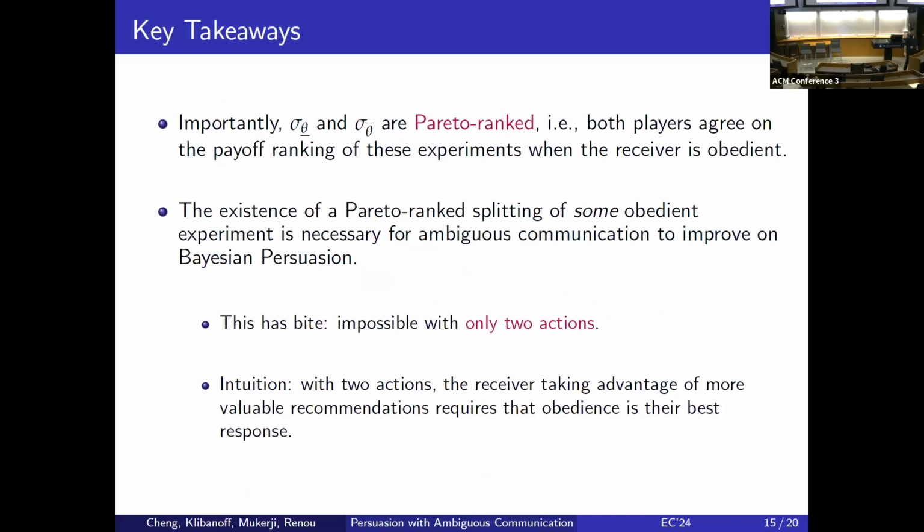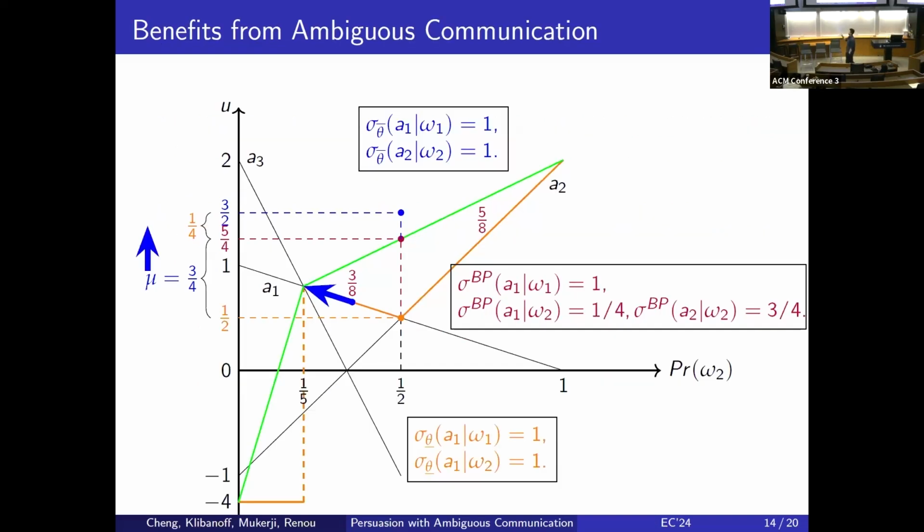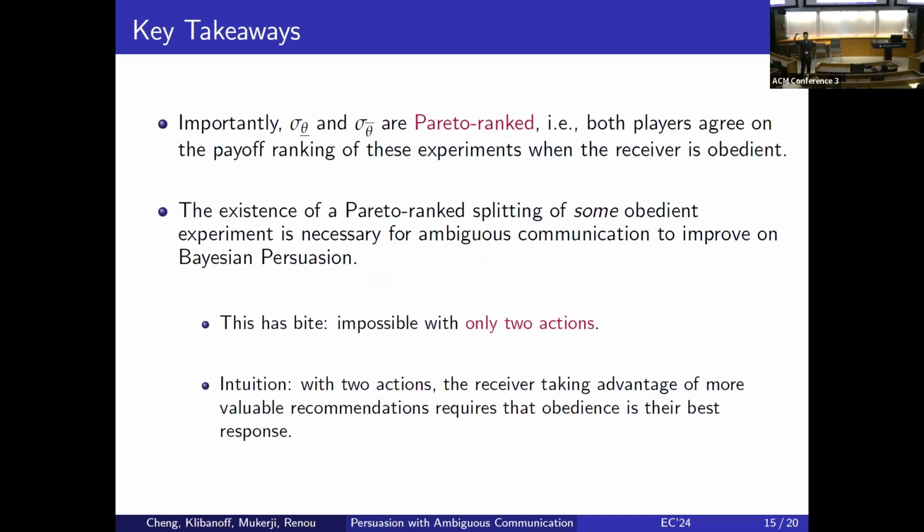In this example, for these two experiments, sigma theta upper bar and sigma theta lower bar, the key is that if the receiver follows the recommendation, both the sender and the receiver believe that sigma theta upper bar is going to be a better experiment compared with the other one. So we're going to call this kind of configuration a Pareto ranked experiment. And because of this Pareto ranking, that is how the benefit for the sender is realized in that example. And in fact, this intuition goes a long way.